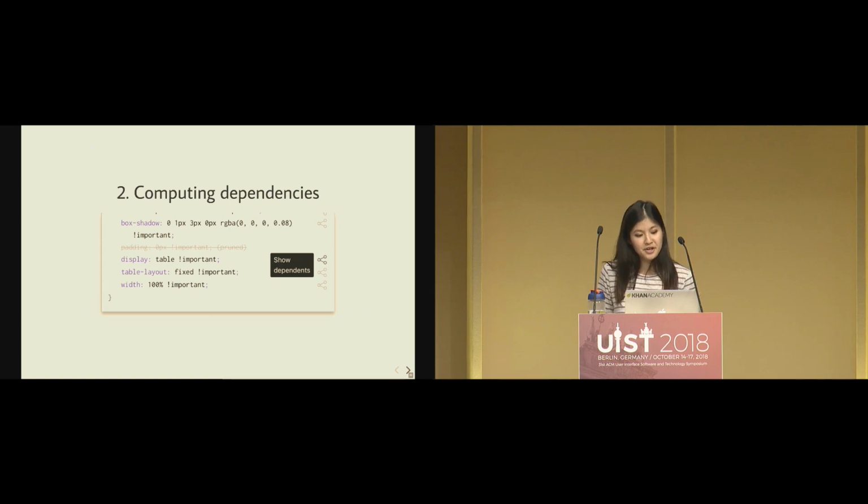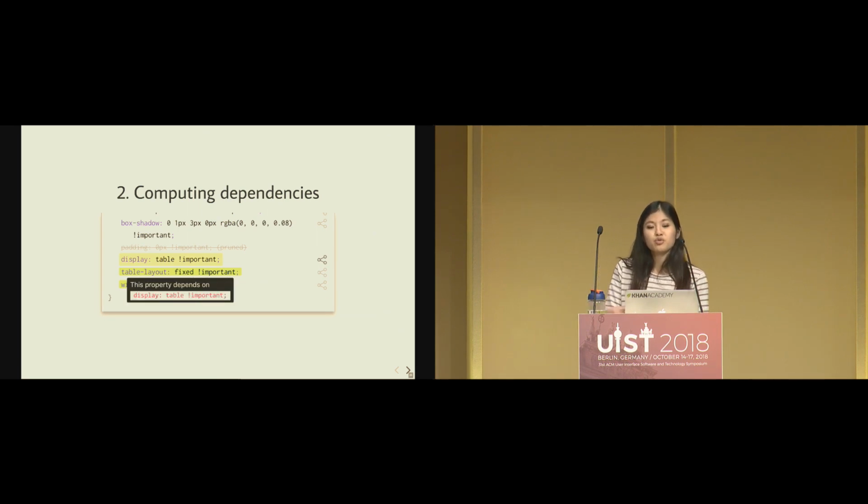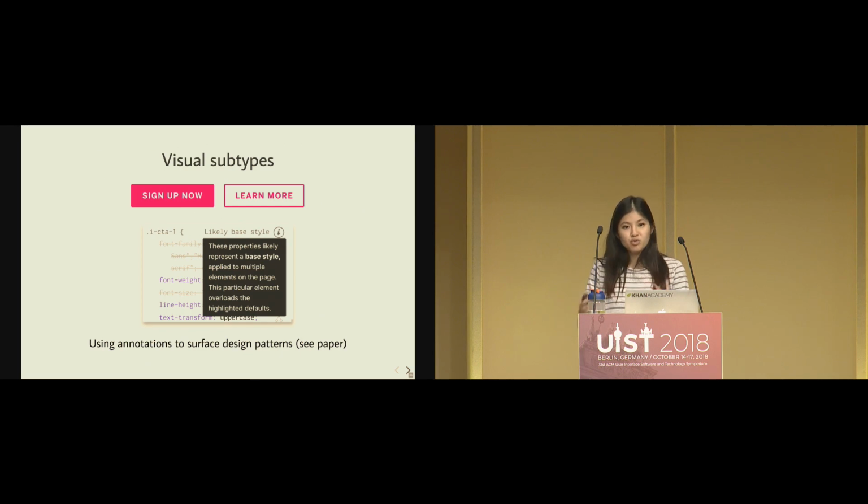particular element. So here, if we've pruned once and now I want to know what things depend on display table, I can click this button here and it'll highlight in green the properties that actually have a dependency, and when you mouse over one of them, it will show a tooltip that elaborates on what this dependency is. And then really briefly, we can use the same sort of tooltip and annotation style to surface other kinds of design patterns on production web pages.